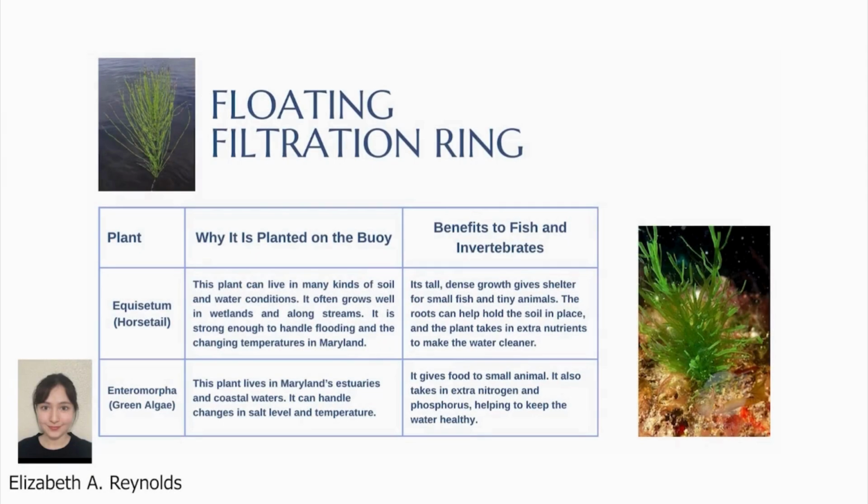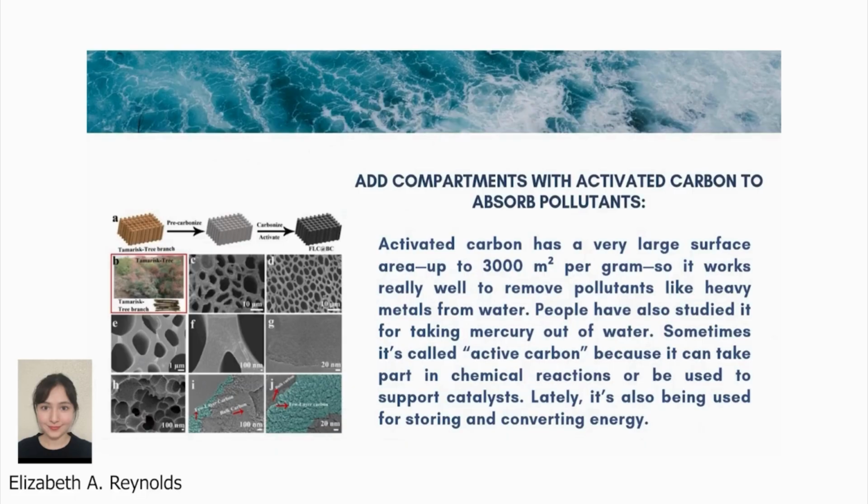In the future, we can put in these two plants, which are called horsetail and Enteromorpha. Next, we are thinking of putting in activated carbon to absorb pollution in the future, and it may likely be the base of our floating ring.